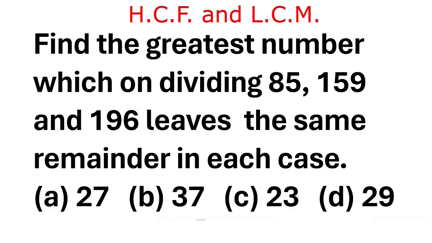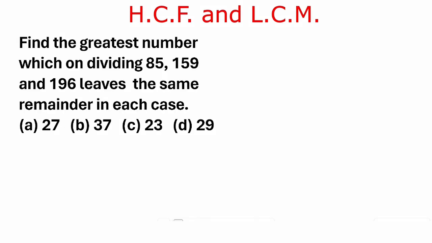Our question is, find the greatest number which on dividing 85, 159 and 196 leaves the same remainder in each case. The given options are option A 27, option B 37, option C 23, option D 29.